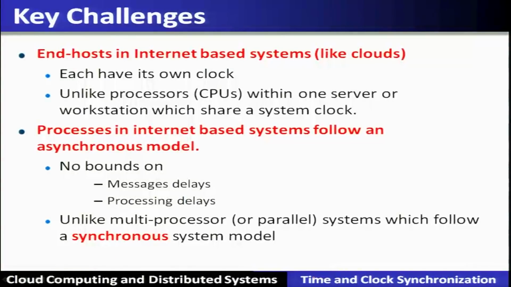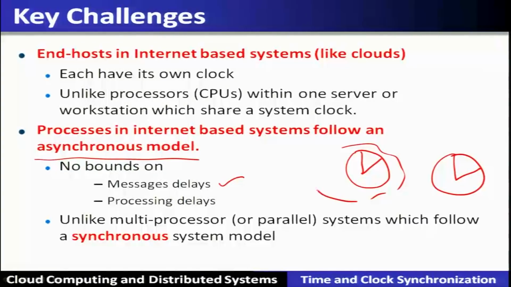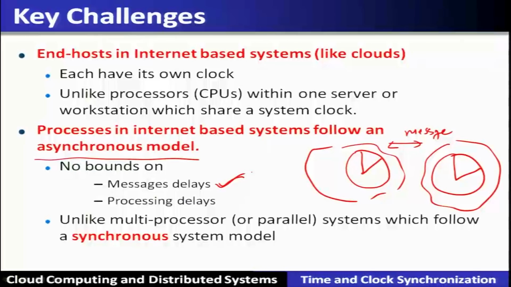So, the processes in the internet based system follow an asynchronous distributed system model. Asynchronous model we have seen in the earlier lecture: when they communicate, for example, these two clocks are running in two different cloud systems, they can only communicate through messages, and the delays of these messages are not predictable or not bounded. Similarly, the processing delays are also not bounded in such a system.